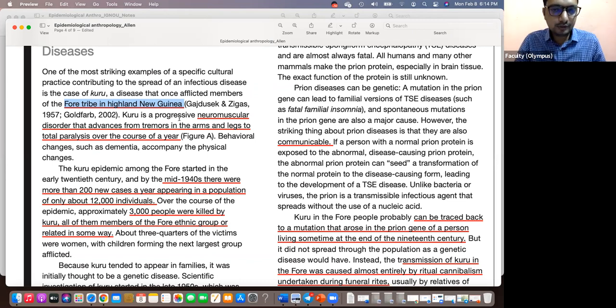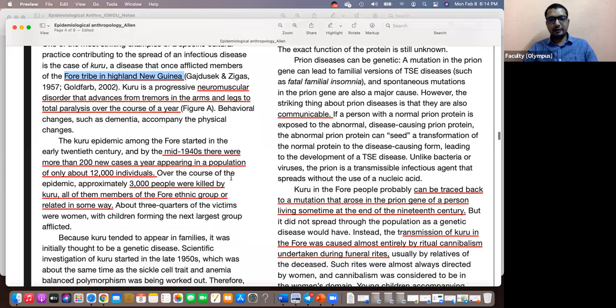Okay, so it's a neuromuscular disease not caused by any infectious agent, but caused by an abnormal protein. It is called prion disease. This is still a mystery. We are figuring out certain prion diseases, still a huge mystery. And this Kuru became an epidemic. It actually became a big problem.